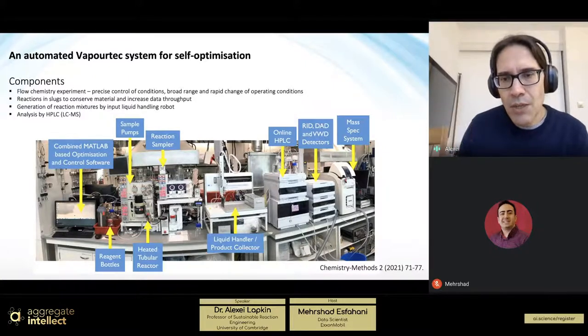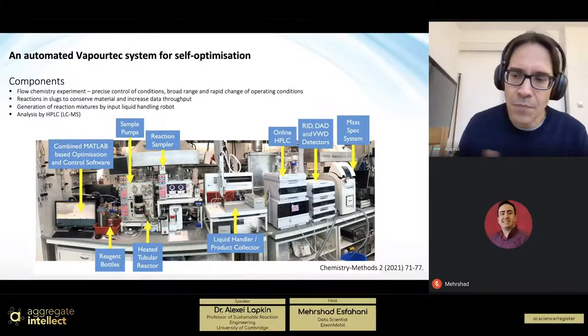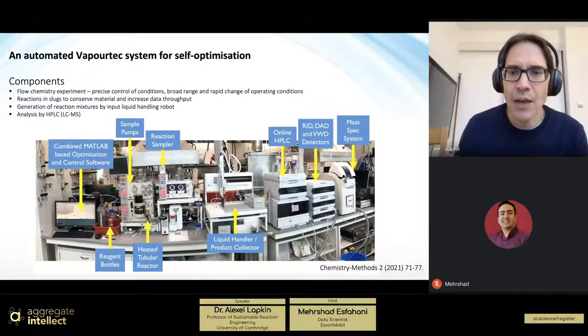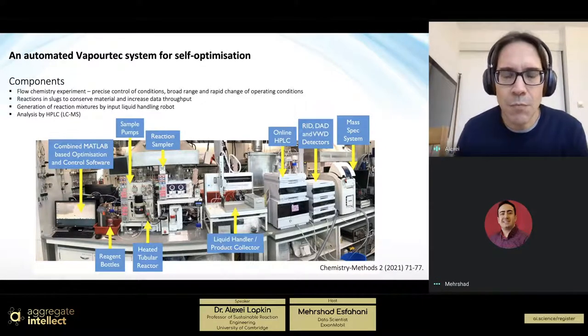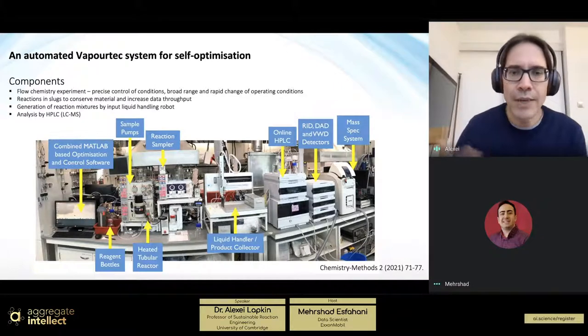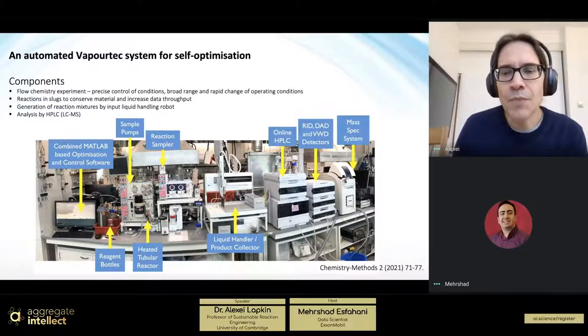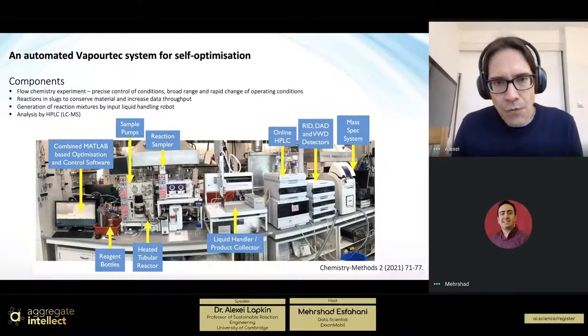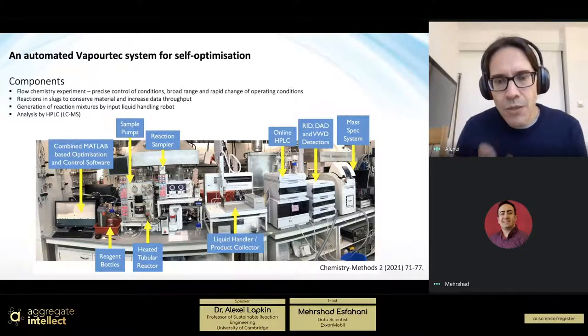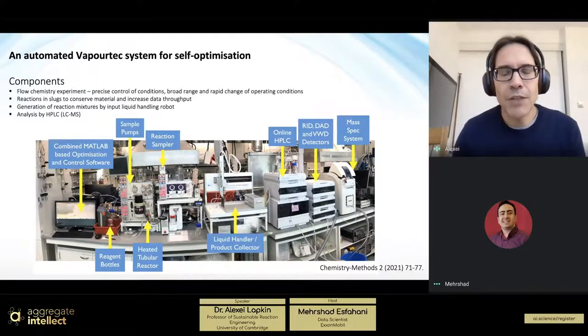So you set up your feed solutions in the rack and then program the robot to create the right mixtures based on the designed experiments. And then those go into the reactor system. We perform the reactions in flow, but we perform them in droplets so that we don't waste expensive reagents.